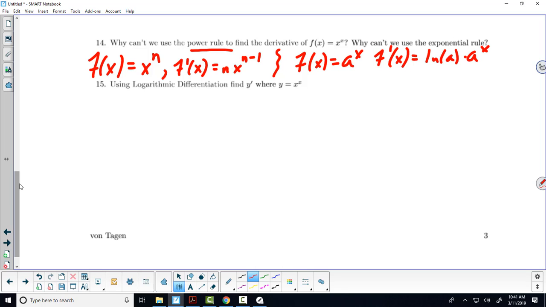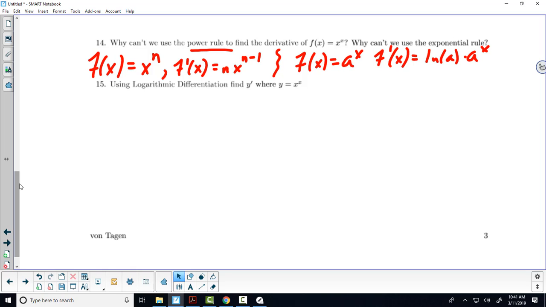So we want to summarize it? You need a fixed number to use the rules. Yeah, both of them. So to use the power rule, you need a fixed power. To use the exponential rule, you need a fixed base. And what do I have in this case? Yeah, I've got a variable for both the base and the exponent. By the way, if you've never played with this function, that's too bad because it's a lot of fun.